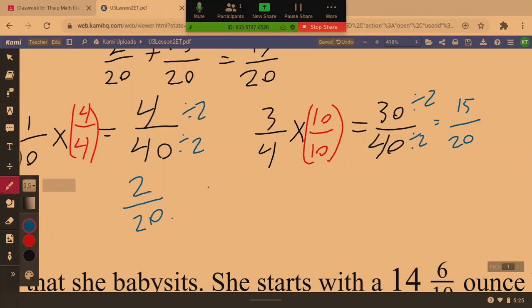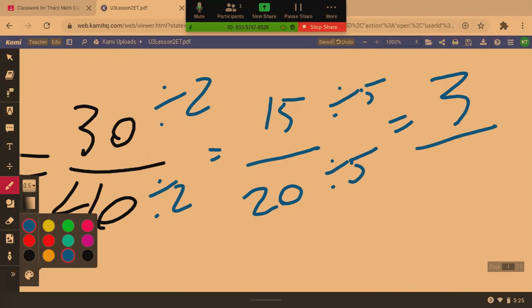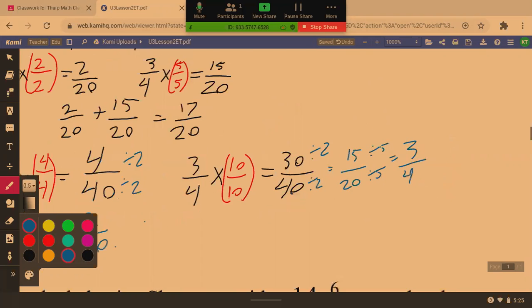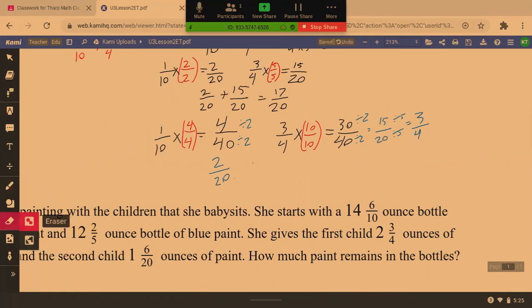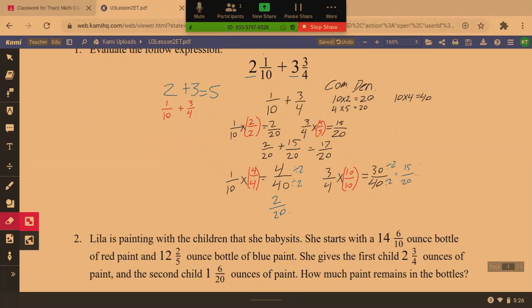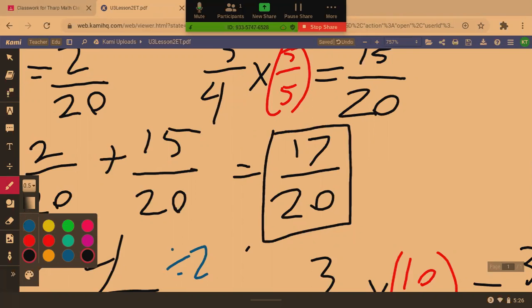And same thing with 15 over 20. I could divide it by 5, because 15 divided by 5 is 3, 20 divided by 5 is 4. But I can't add that to 2 over 20 because the denominators are not the same. So I'm going to keep it here where the denominators are the same. And you see how all roads lead to Rome. So let's finish this off. That was our answer. Sorry, a little detour there.